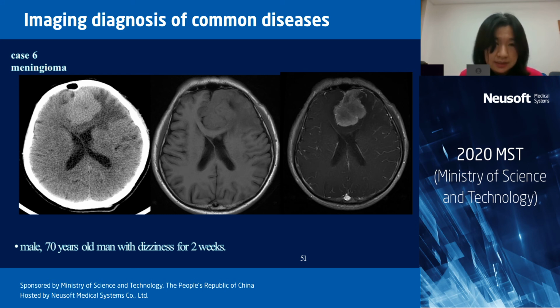Case 6. Meningioma. Brain CT shows hyperdensity on frontal area. The midline shift. The ventricles were compressed. The lesion didn't have calcification, but with surrounding edema. It has typical iso-intensity to gray matter on T1 weighted imaging. In contrast MRI, the lesion had homogeneous enhancement and dural tail sign. The mass was meningioma in man.